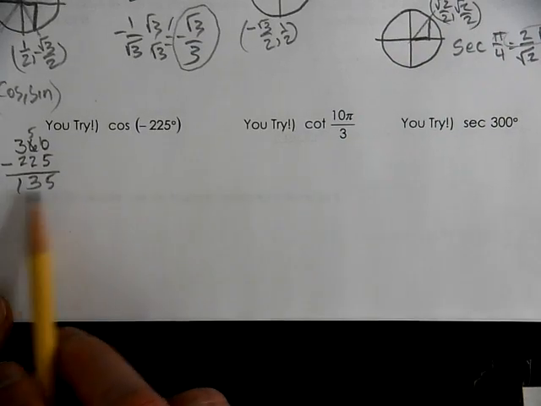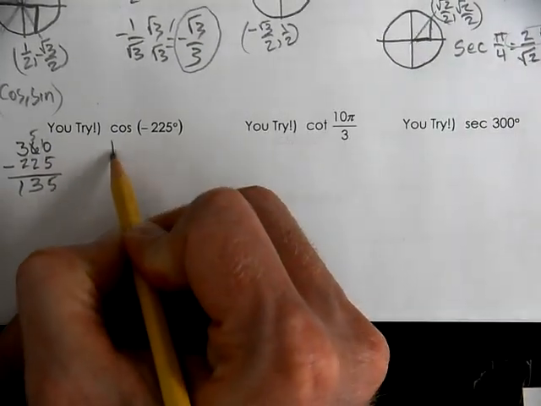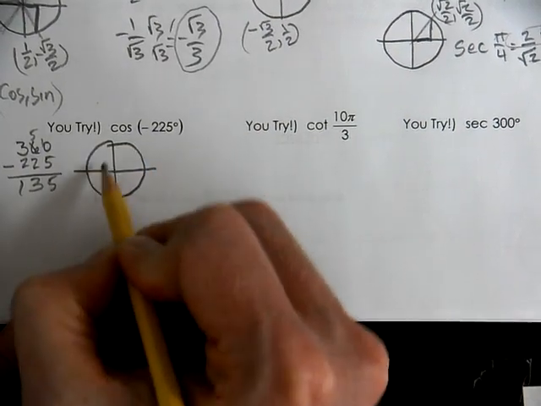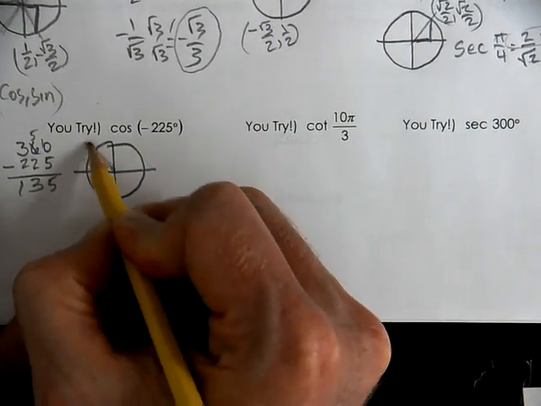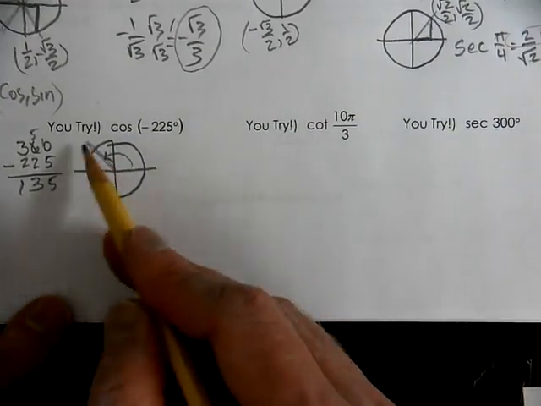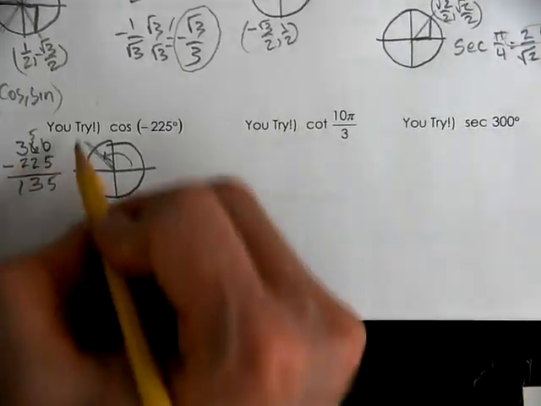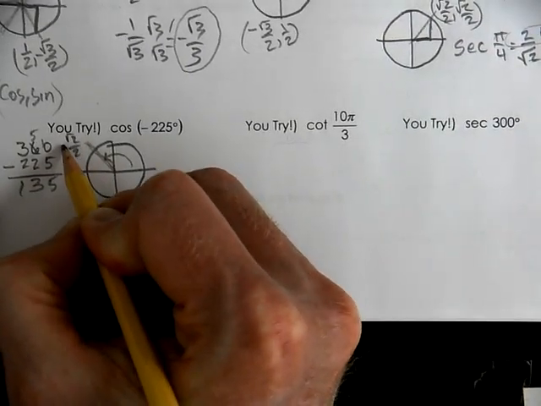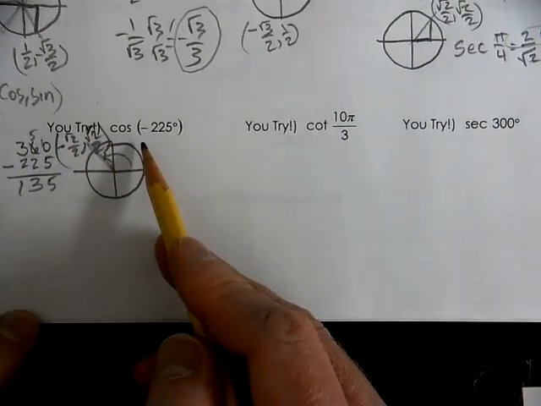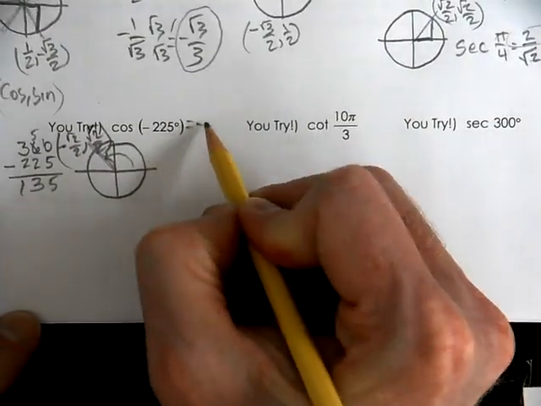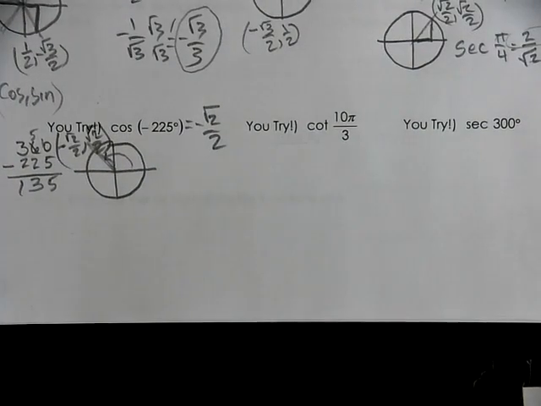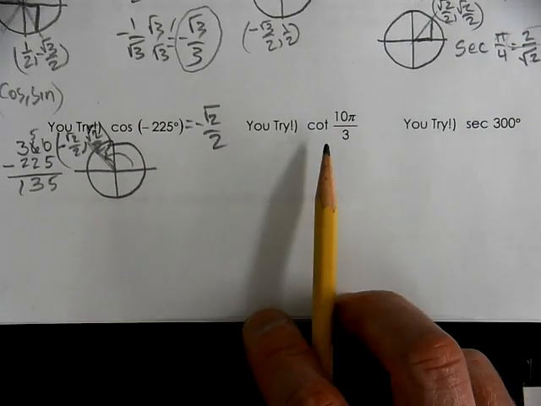So we know the coterminal is 135. You should be done with this one by now. You should be getting better. 135 is a multiple of 45. So I know this is root 2 over 2, which is negative, comma, root 2 over 2. I'm looking for the cosine of that. So that's negative root 2 over 2. Go ahead and try the next one.